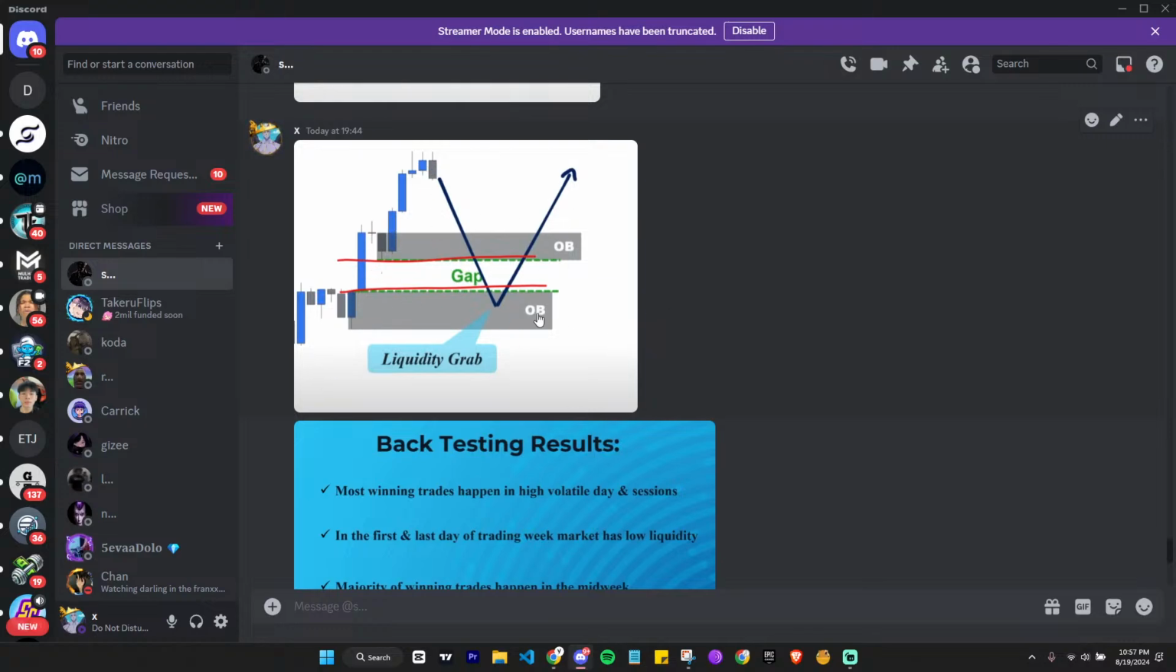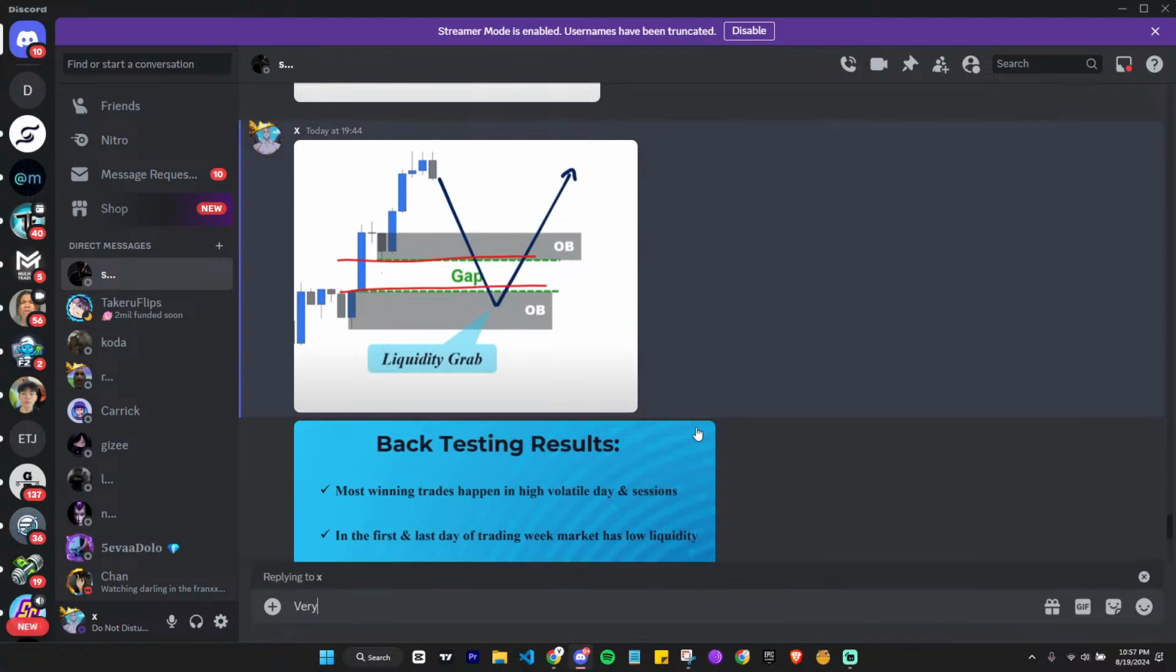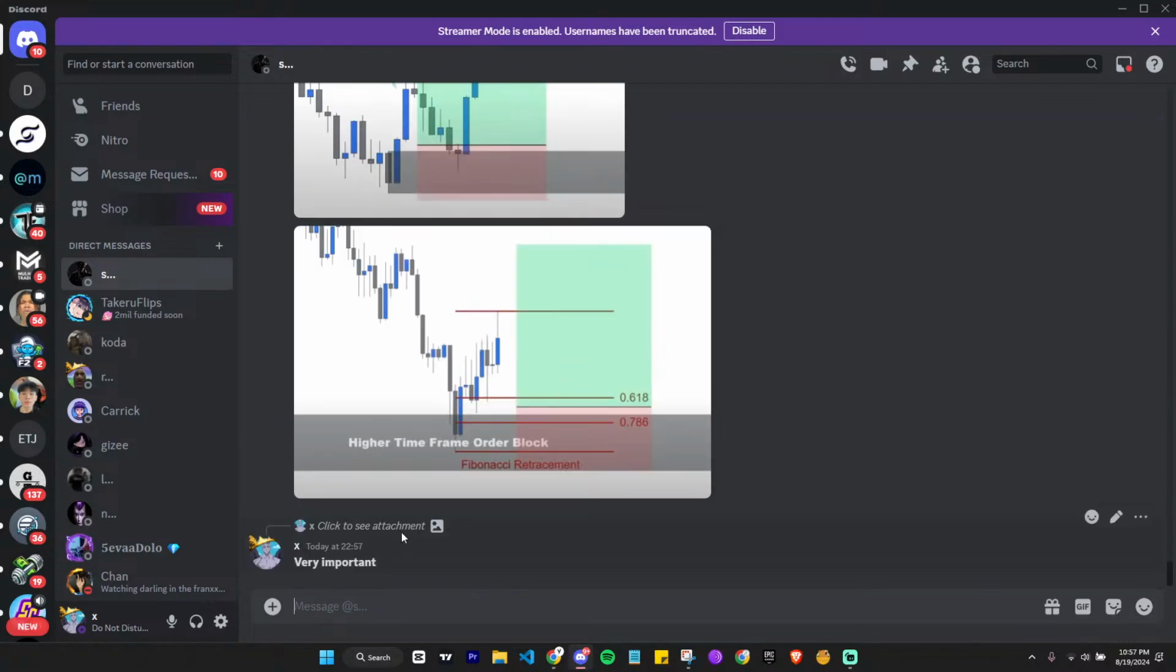So price will tap here and even sweep some of this liquidity and then go higher. This is very important, right? This is one of the most important concepts.